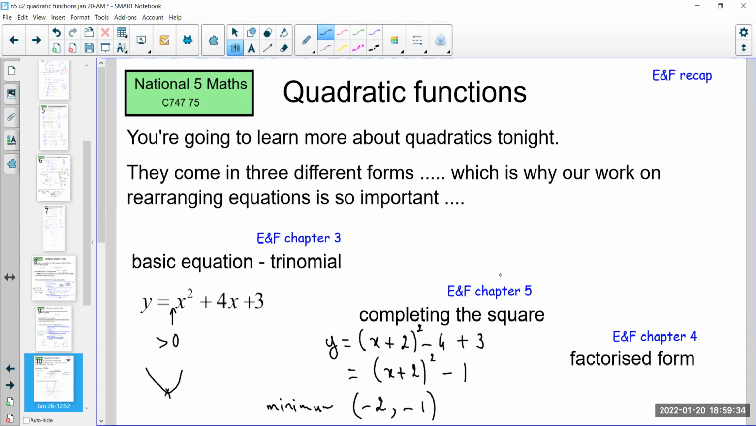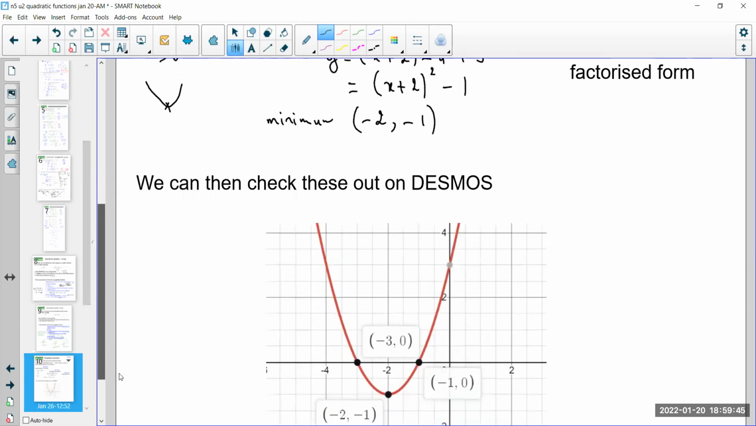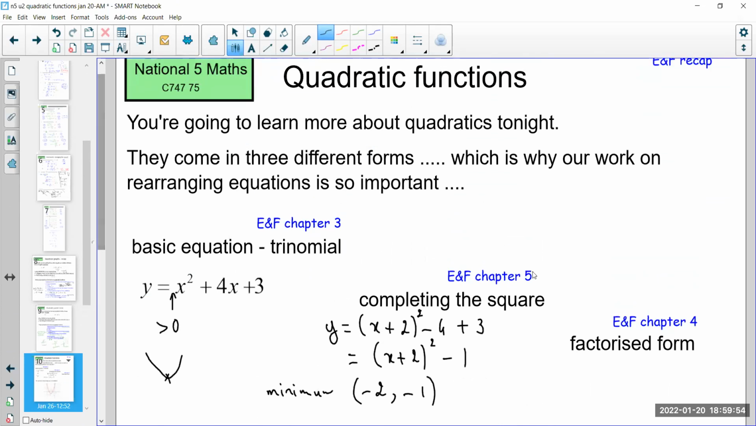So you can check this out on Desmos. If you were to put this function x squared plus 4x plus 3 on Desmos, it would come up like this. And you can see straight away, you've got a minimum there, negative 2, negative 1, which is what we mentioned when we used completing the square.